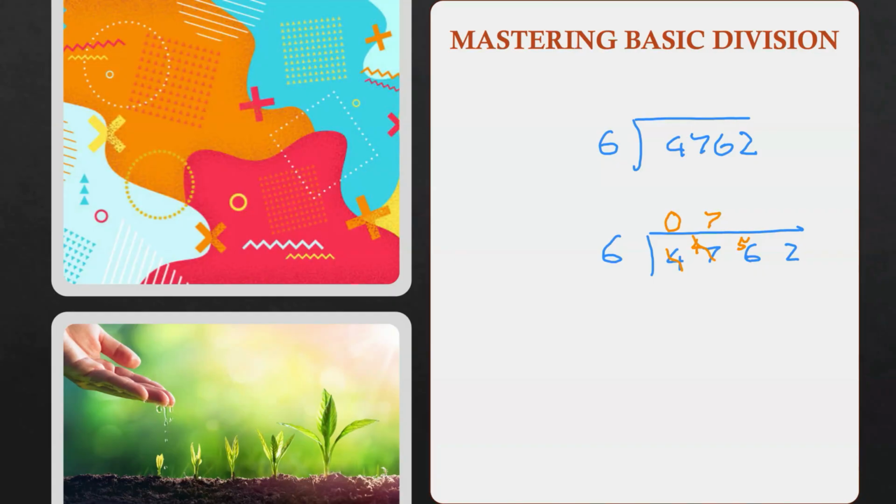Now, I have 56. So 6 goes into 56. I get 9 times. So 9 times 6 is 54. I take 54 away from 56. I get 2. I cross it out. So I have 22 left over. So now we know that we have 3 times. 3 times 6 is 18. Take 18 away from 22. I have a 4 left over.